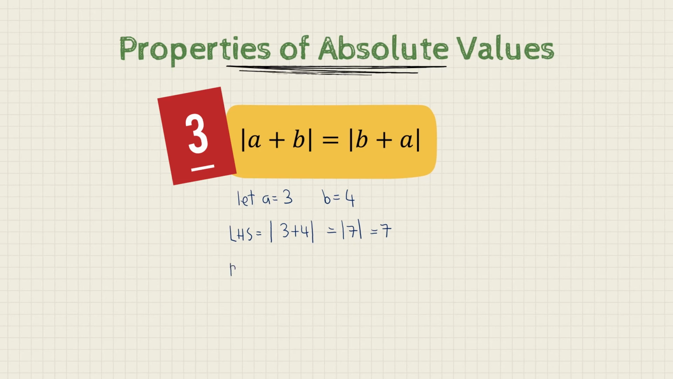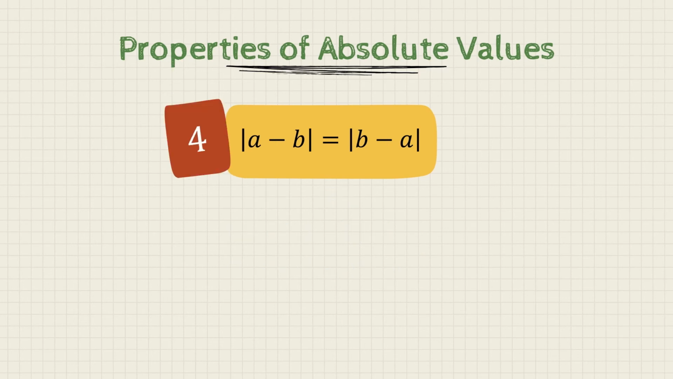And how about modulus of b plus a? So now 4 tambah 3. So 4 tambah 3 still dapat modulus of 7, which is equals to 7. So dia adalah benda yang sama. Okay.